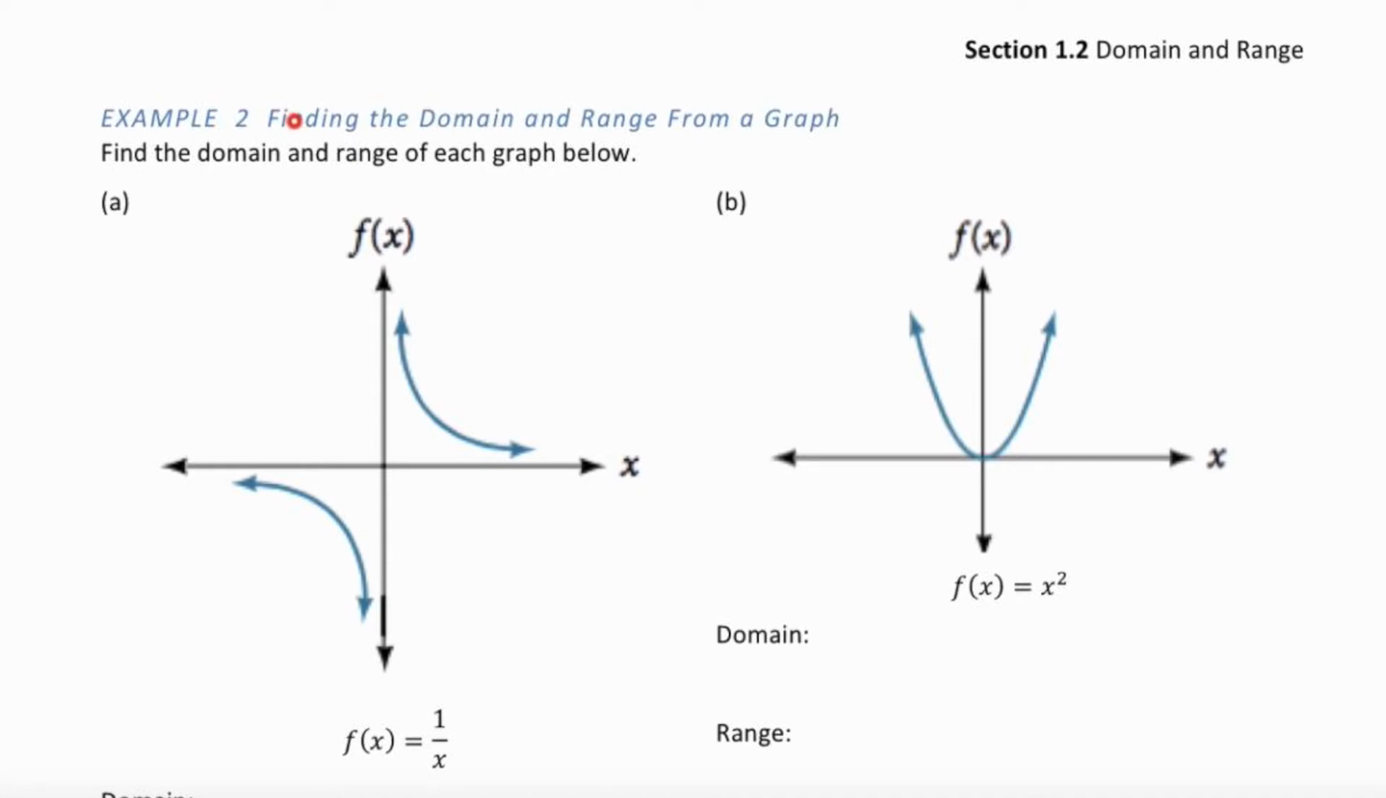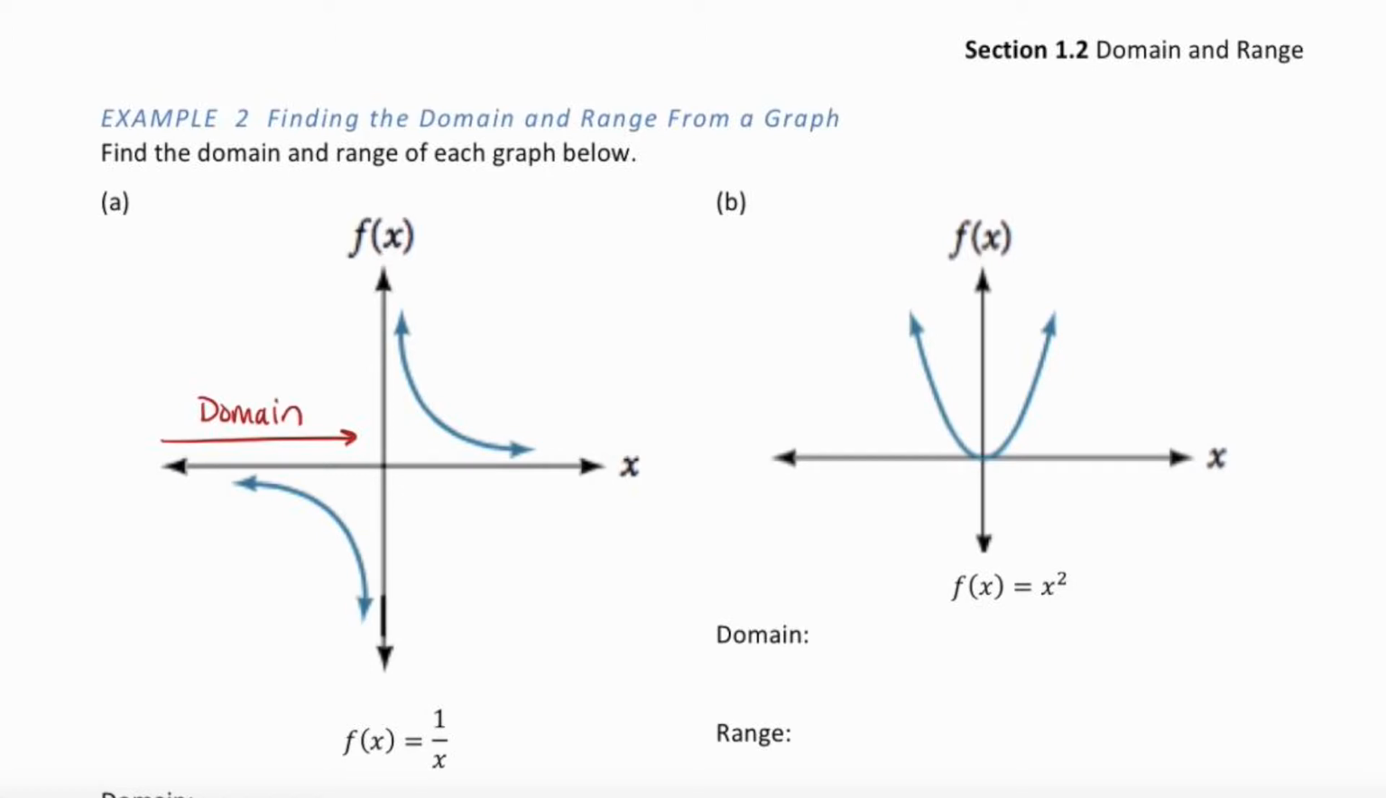Example 2, finding the domain and range from a graph. So we're going to find the domain and the range of each graph below. And for this first example, I'm going to do a little bit of extra writing. Our domain on a graph is generally represented by all the horizontal variables, or the x values, the inputs, the independent variables. So this here is our domain.